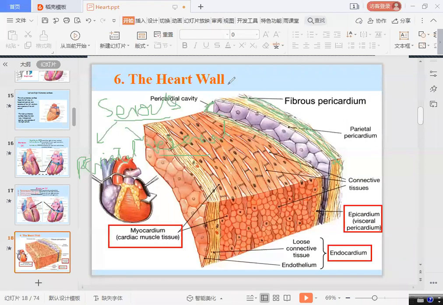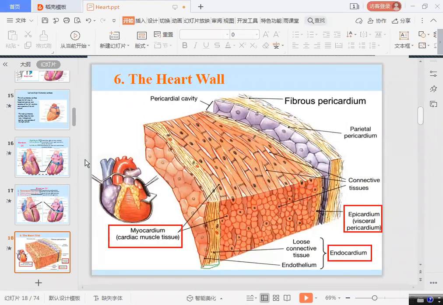Okay, so after the visceral pericardium, we have the myocardium. What is myocardium? The myocardium is the muscle tissue. And then after this myocardium, the innermost structure, we have the endocardium. The endocardium is the innermost layer of the heart. So this is the wall of the heart in general. One by one, we will discuss these structures in detail.